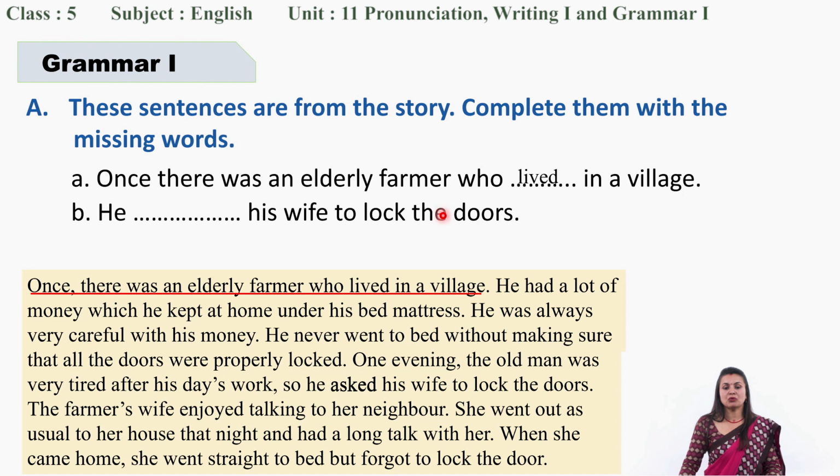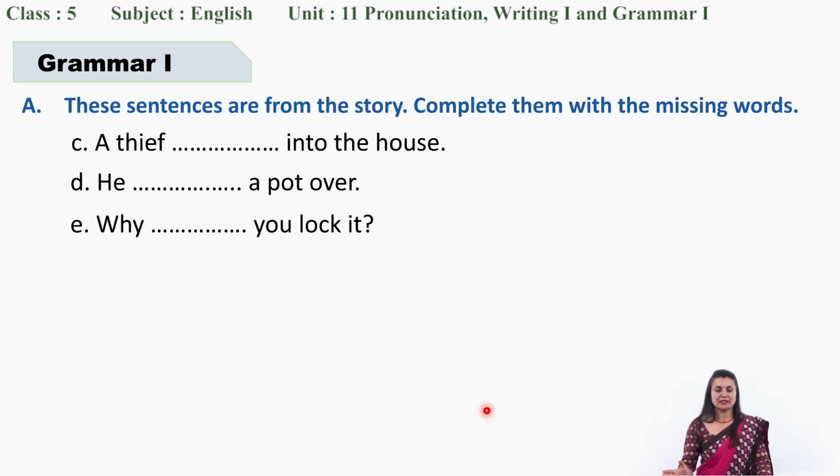Okay, let's see another sentence now. He ... his wife to lock the doors. So where do you find it? Let's read this one. Oh, you found out? Okay, where is it? One evening. Okay, where is one evening? Oh, here it is. So let's see. One evening the old man was very tired after his day's work. So he asked his wife to lock the doors. So what is the missing word here? Very good. Asked.